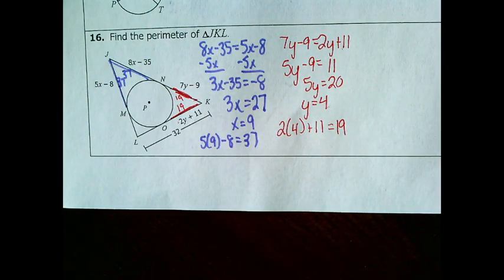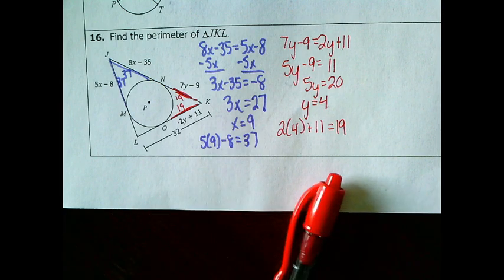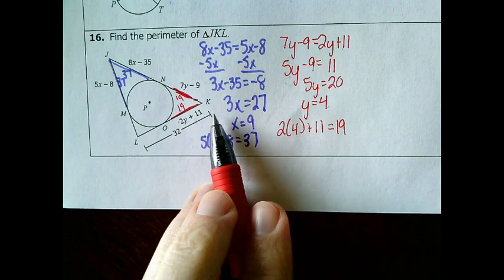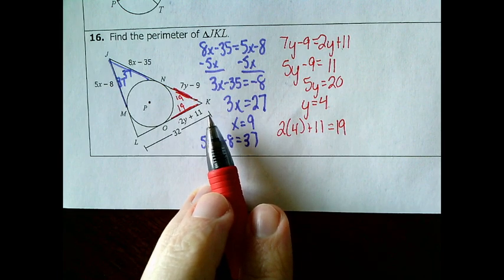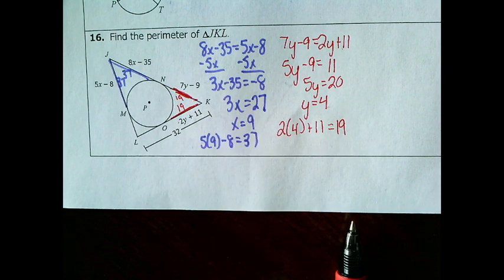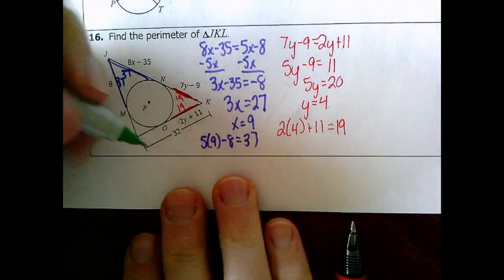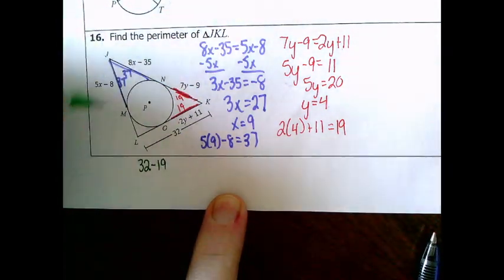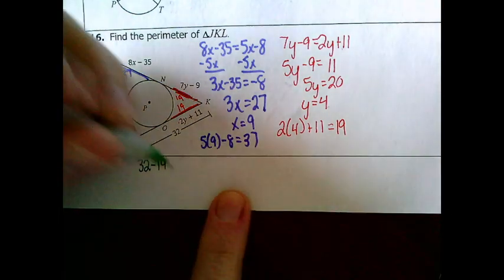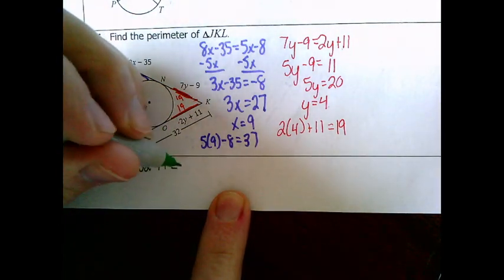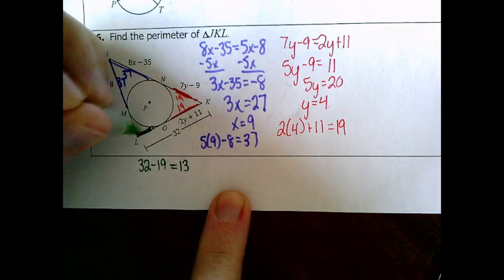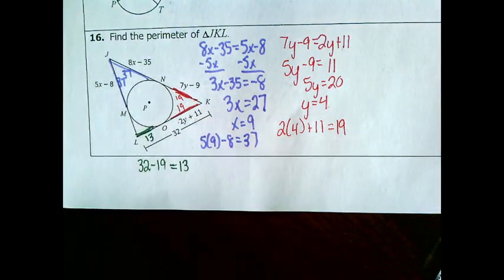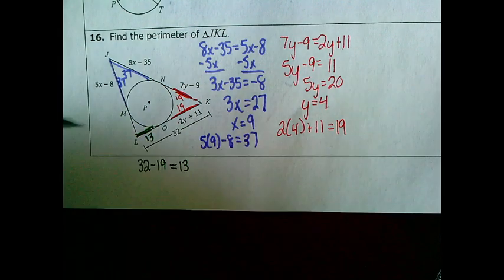Okay. So this last part, if I know the whole line is 32, and that part is 19, I can do 32 minus 19. So right here, I'm doing 32 minus 19. That gives me 13. So I know that this green part's 13. And then that means this is 13.